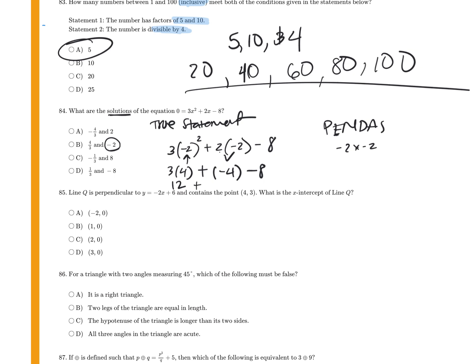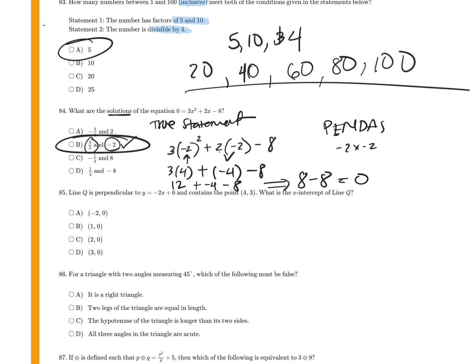3 times 4 plus -4 minus 8. That becomes 12 plus -4 is the same thing as saying 12 minus 4, which is 8. And 8 minus 8 is 0. So -2 is an answer. If -2 works and there's no other answer choice that has -2, that means 4/3 also works and B is the answer.